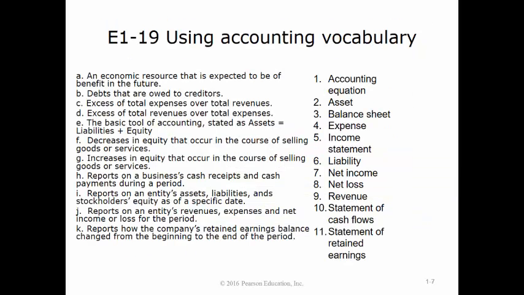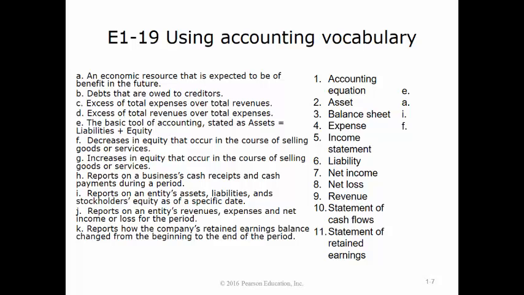This exercise tests your knowledge of accounting vocabulary. We will match the accounting term on the right with the definition on the left. The accounting equation is the basic tool of accounting, stated as assets equal liabilities plus equity. Asset is an accounting resource that is expected to be of benefit in the future. The balance sheet reports on an entity's assets, liabilities, and stockholders' equity as of a specific date.